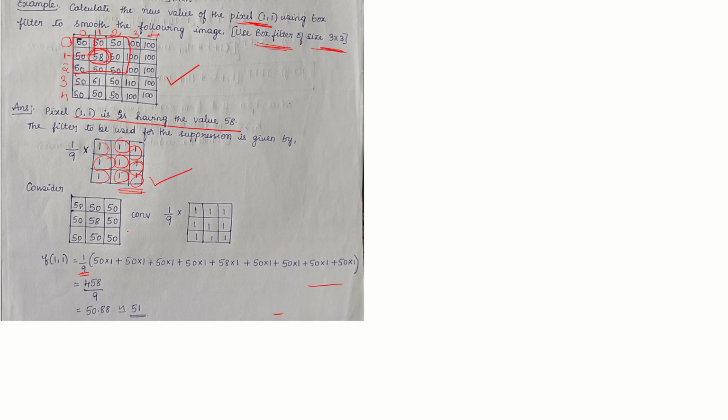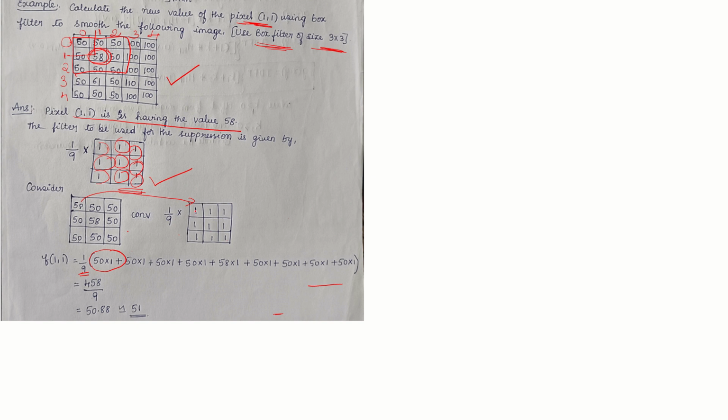Now, how to perform the convolution operation? See here, this 50 when it is placed on this 1, this 50 will be placed on this 1. So that is written here as 50 into 1. Convolution, in the sense, first we have to multiply, then we have to add.